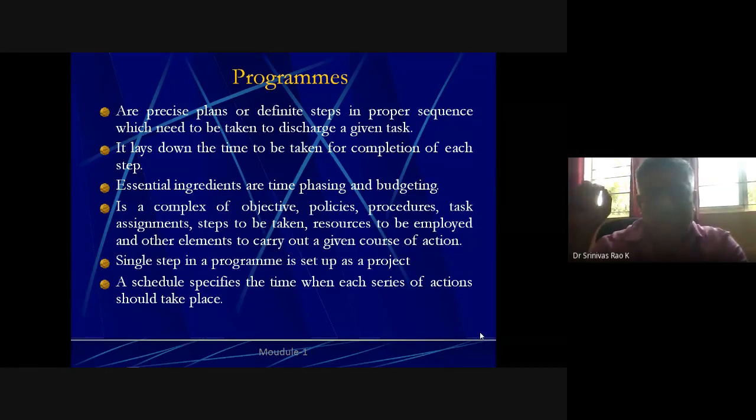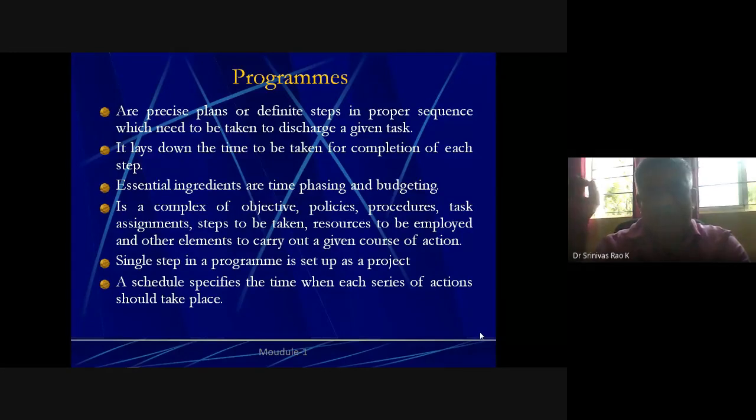And it is a complex of objectives, policies, procedures, tasks, assignments, steps to be taken, resources to be employed, and other elements to carry out a given course of action. Now your program will be formulated as per the policies given by the college. College must have given some objectives. Procedures have been given on how to conduct the program. And task assignments, what each person will do. There will be a coordinator, there will be a supplier, there is a practice person who will conduct a cultural program. There is an orchestra team. Like that, everyone will be given a responsibility. It's a complex of all this program.